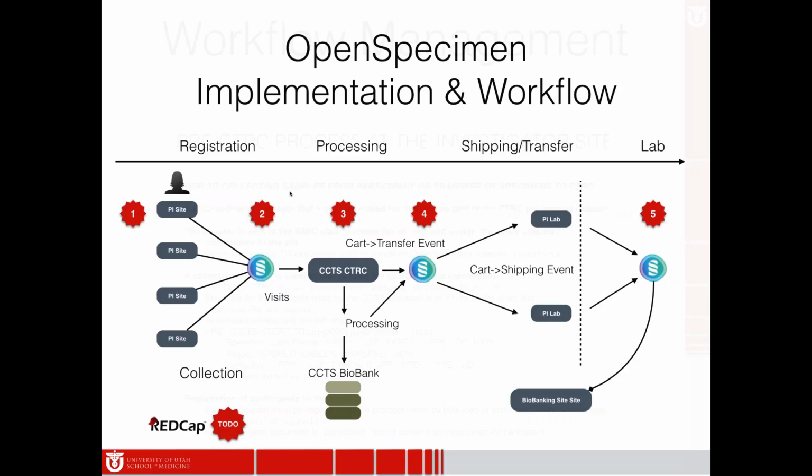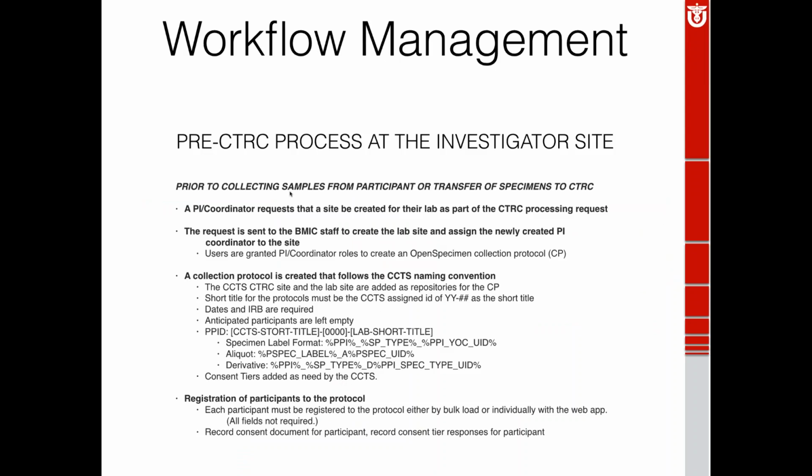So there's a lot of text on these slides. I'll just read through some of this stuff really quickly, but the workflow is basically broken down into a pre-CTRC process and a post. So prior to setting up samples in the CTRC for processing, the CCTS, BMIC, and the PI sites will help get them up to speed, with them being the PI sites, with setting up their protocols, their participants, and some of the naming conventions for labels.